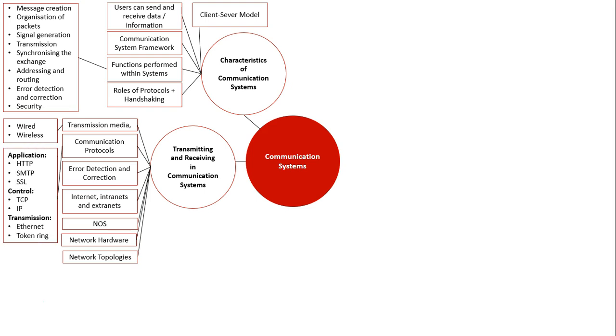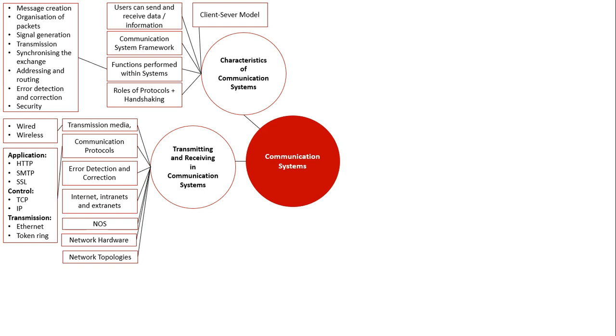We next look at the communication protocols, and this links into our framework once again. So at the application level, we have HTTP, SMTP, and SSL, which are all used at our application level there. HTTP for websites, SMTP for email, and SSL for applying to security level. And if it's applied to HTTP, it becomes HTTPS.